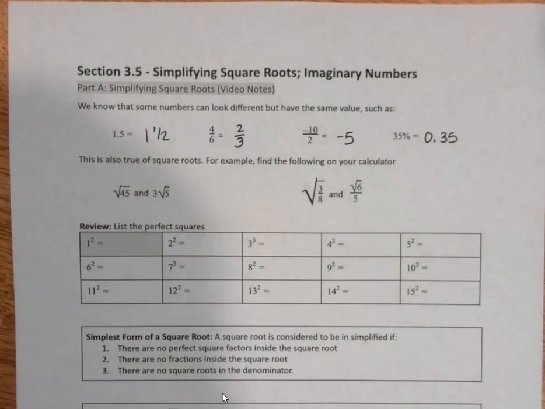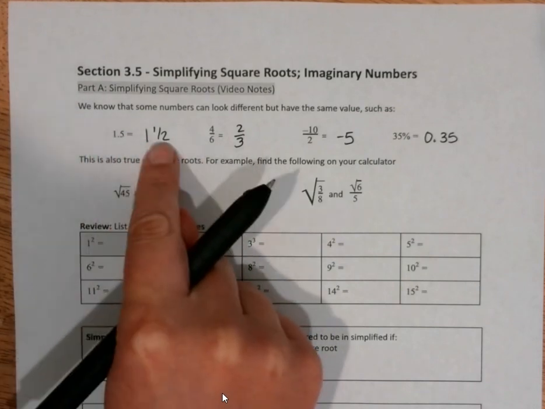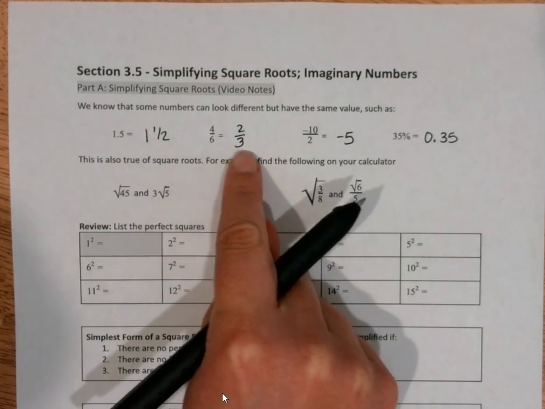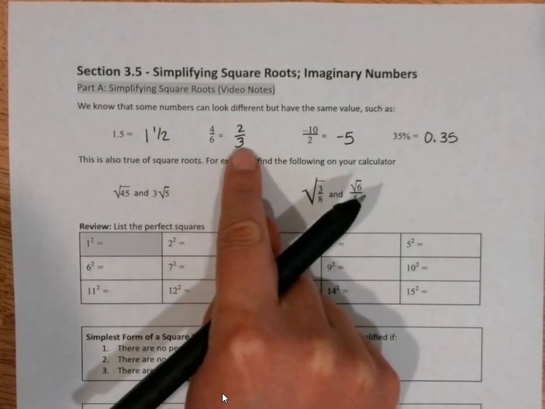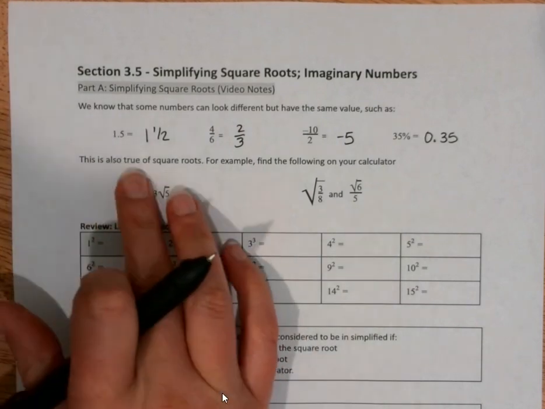Now, with a few exceptions, it might not matter which format you have. There are some where you really want to change one to the other because it is a reduced and simpler form, like in the middle two. That's going to be true of square roots as well.